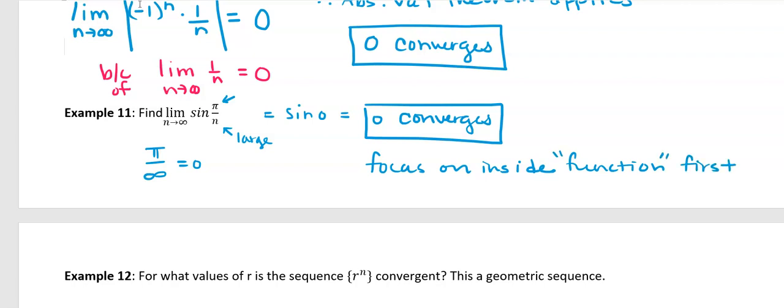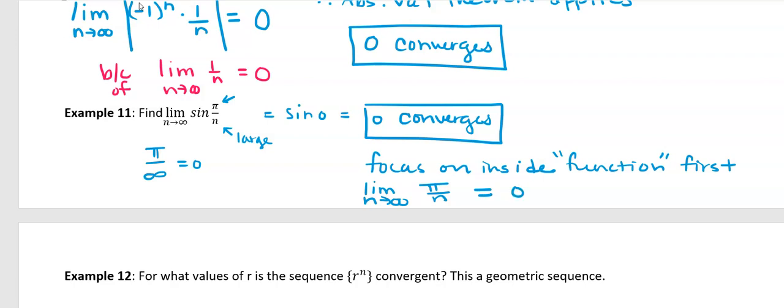And so what's happening here is you're really focusing almost on the limit as n approaches infinity of this pi over n. So you're taking a look at what's really changing in this particular sequence. The sine part isn't changing. That's almost like the outside function. The pi over n is what's changing, and that equaled 0.